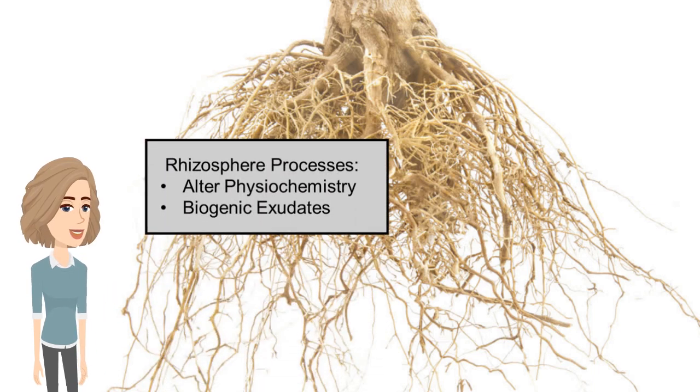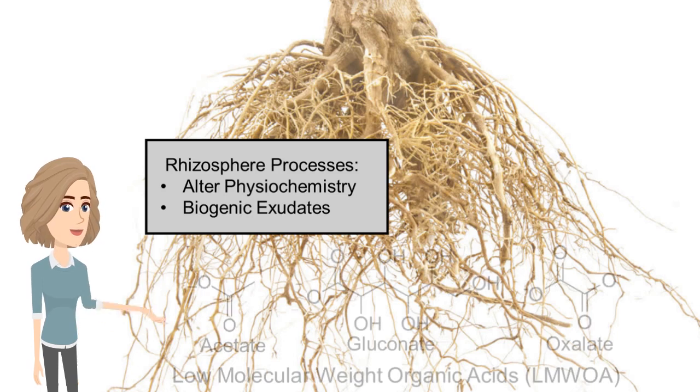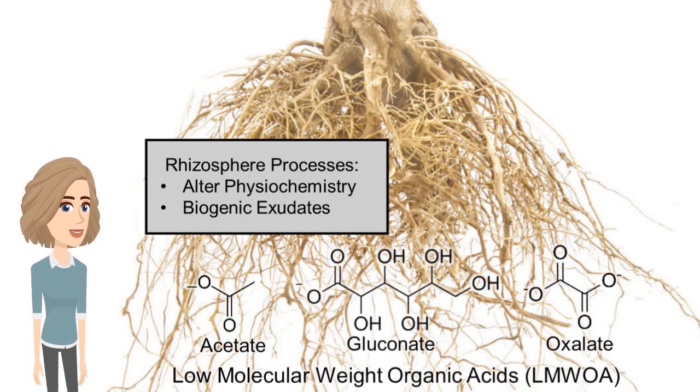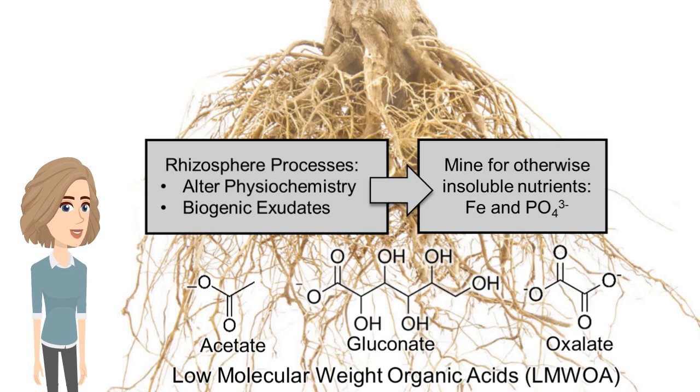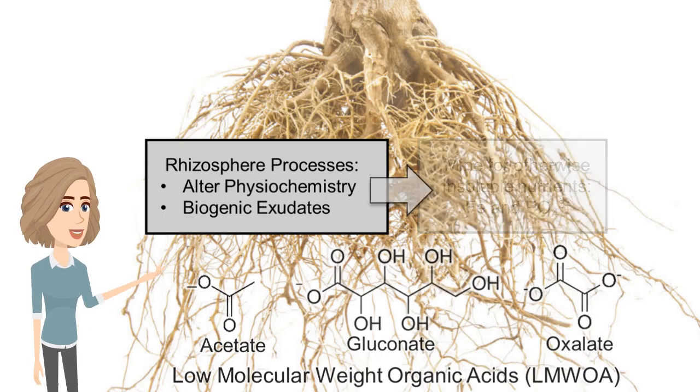Some of the manipulations that you might see in the rhizosphere include alteration in physiochemistry. This would be changes in pH and redox potential, as well as the production of biogenic exudates, including low molecular weight organic acids such as acetate, gluconate, and oxalate, which mine for otherwise insoluble nutrients like iron and phosphate. Both iron and phosphate can be important associations for rare earth elements.